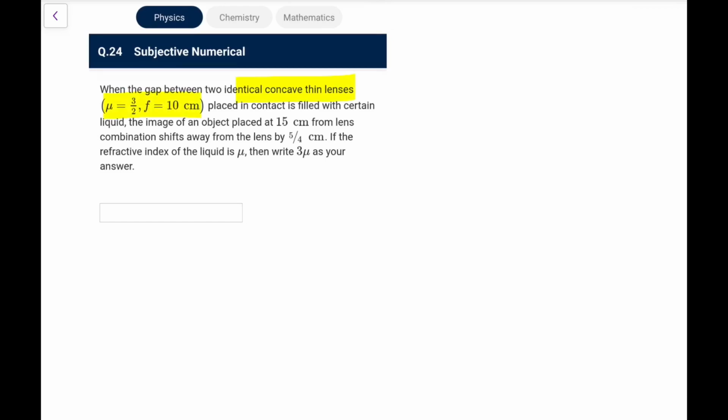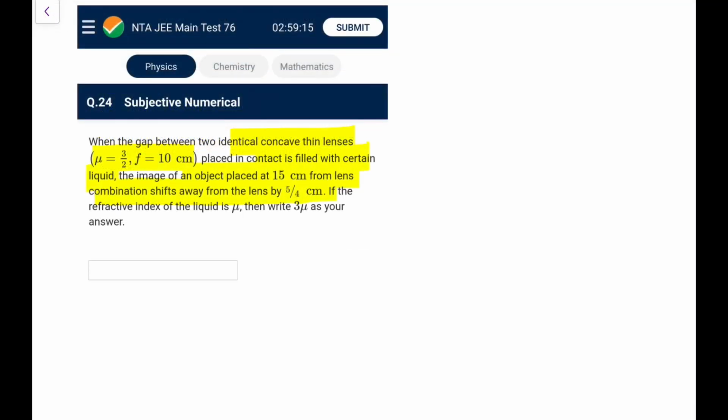The gap between two identical concave thin lenses placed in contact is filled with a certain liquid. The image of the object placed at 15 cm from the combination shifts away from the lens by 5 by 4. If the refractive index of the liquid is mu, then write 3 mu as your answer. Now initially when the two lenses were there, 1 upon f equivalent is 1 by f1 plus 1 by f2. That is minus 1 by 10 minus 1 by 10, so this f equivalent comes out as minus 5 centimeters.